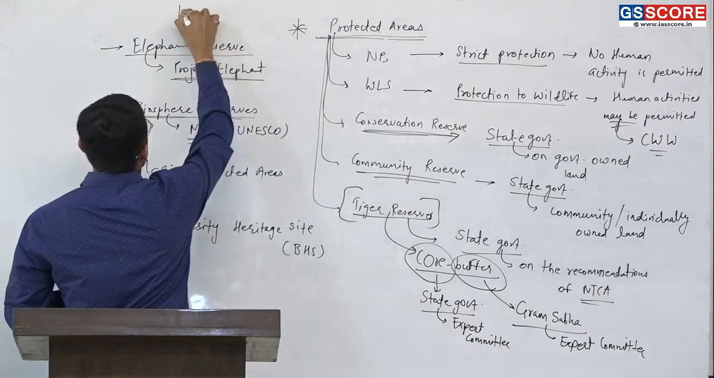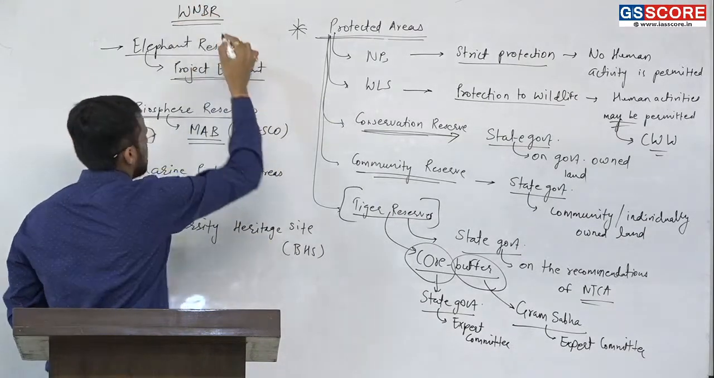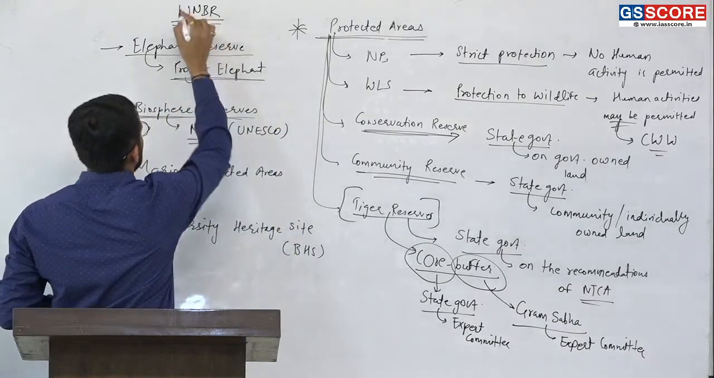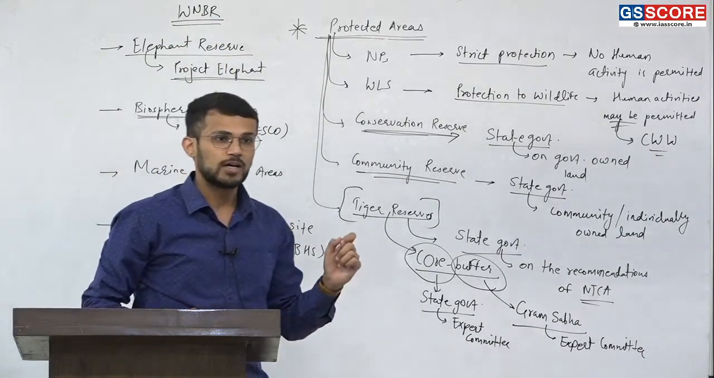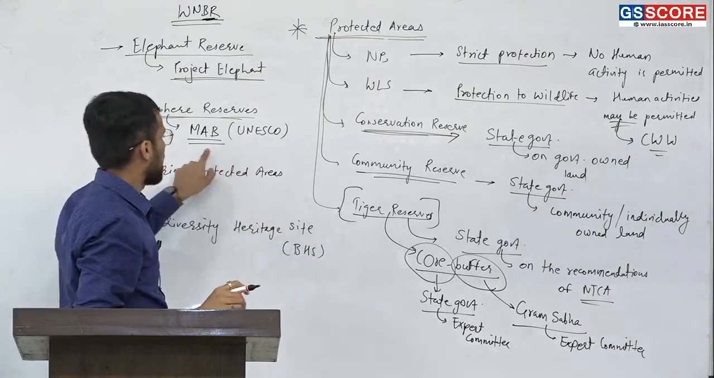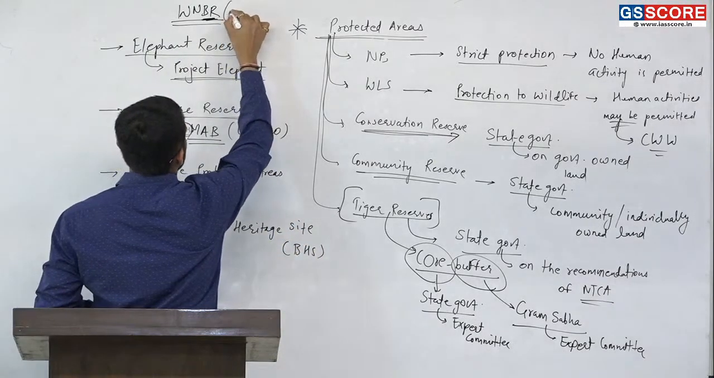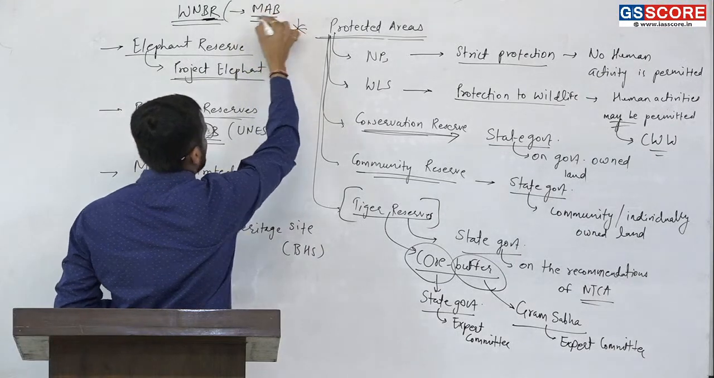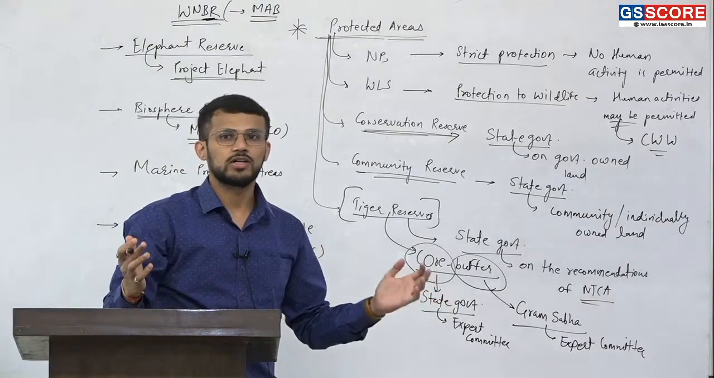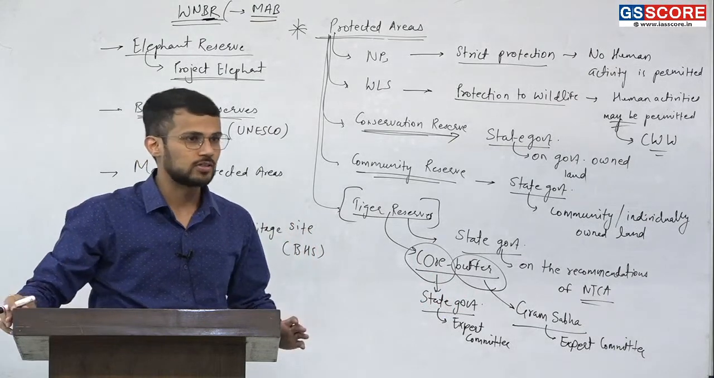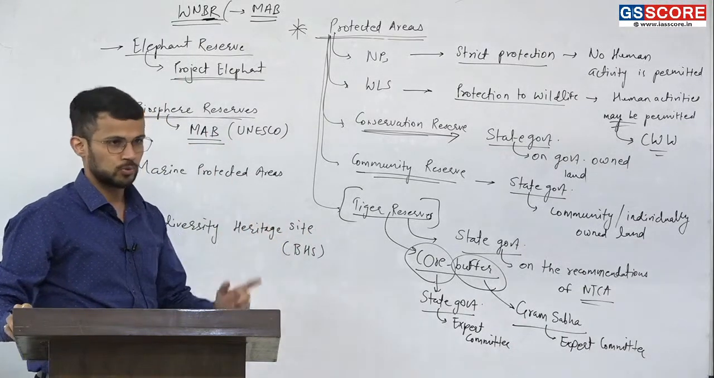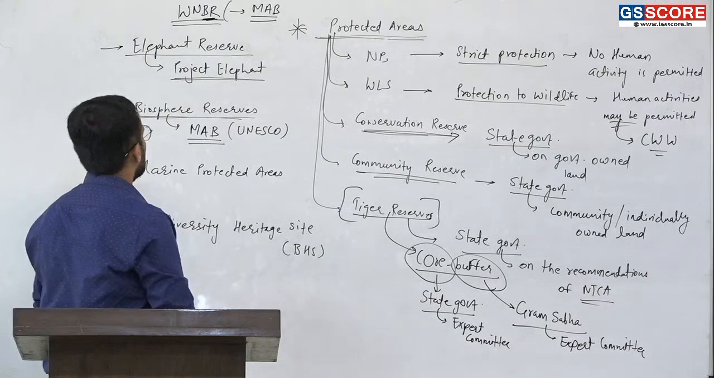Right? You must have heard about WNBR. There is one biosphere reserve that we'll be discussing, where you will come across this term, WNBR, World Network for Biosphere Reserves. It is a network of those biosphere reserves which are a part of the MAB program. Fine, that does not mean biosphere reserves cannot be created outside the MAB program. There are 18 biosphere reserves in India, out of which only 12 are a part of the WNBR and MAB program. Fine? So that is an important point.